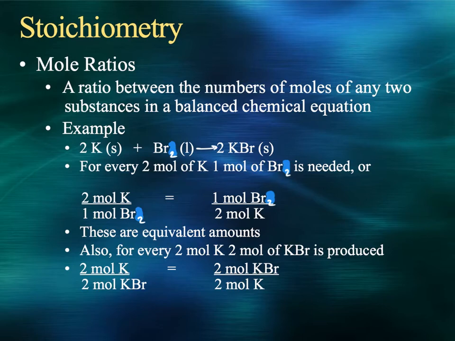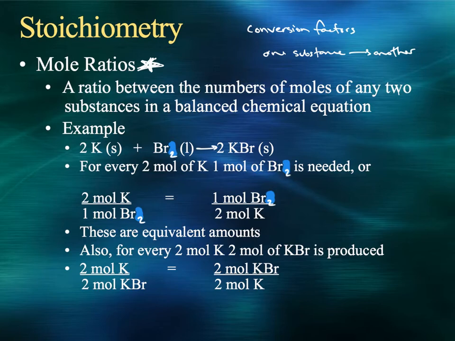So, mole ratios. This is very important to understand, because without it, you're not going to have any idea what stoichiometry is doing. It's a ratio between the numbers of moles of any 2 substances in a balanced chemical equation. Basically, what we're going to do is make fractions and use them just like we did in Unit 1 as conversion factors, going from one substance to another.